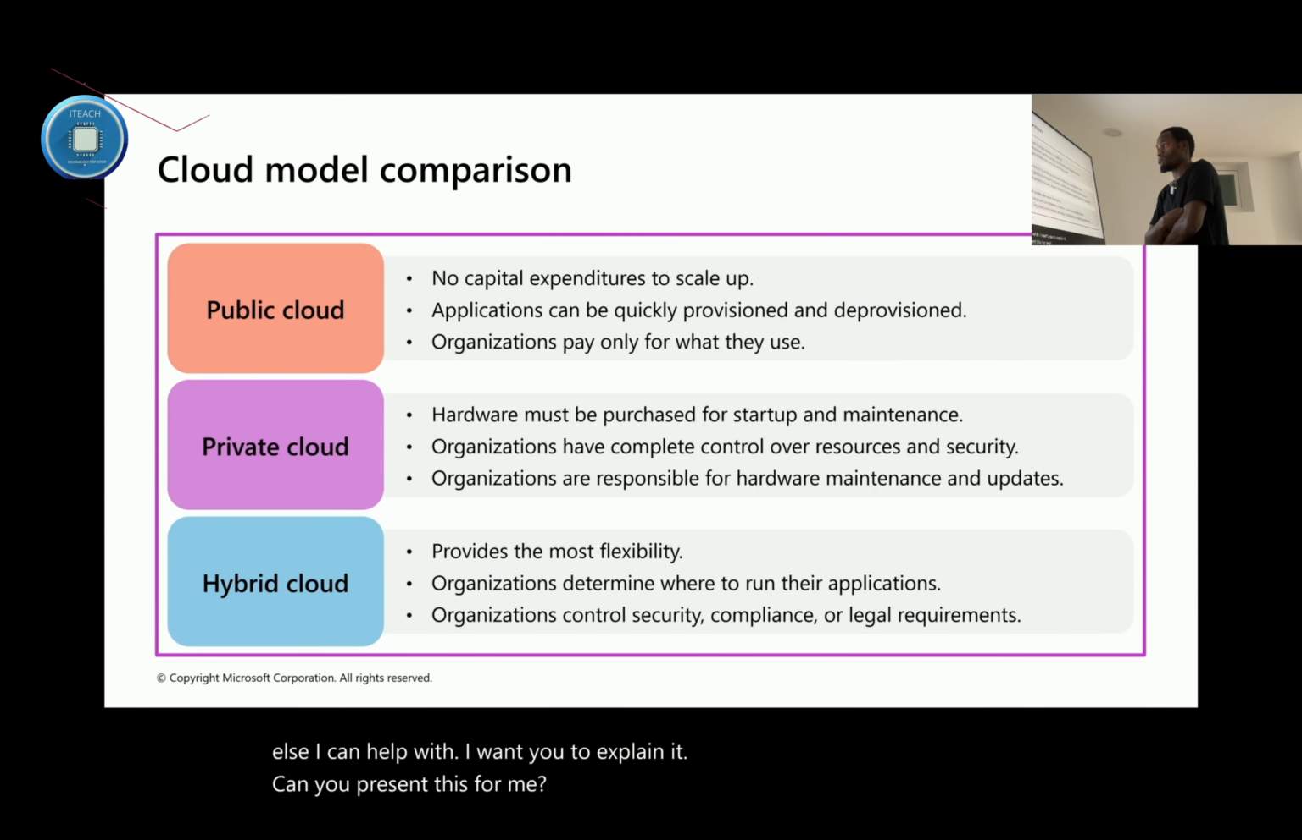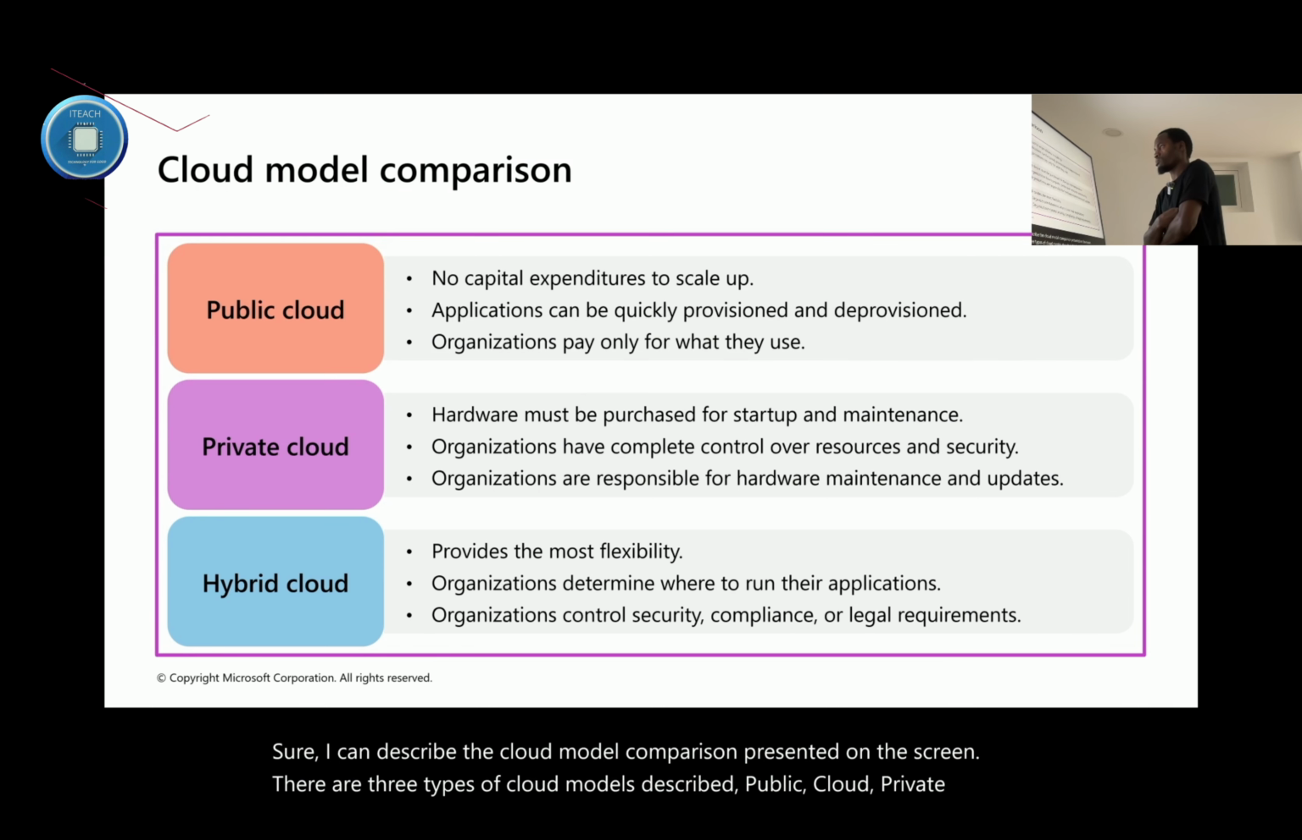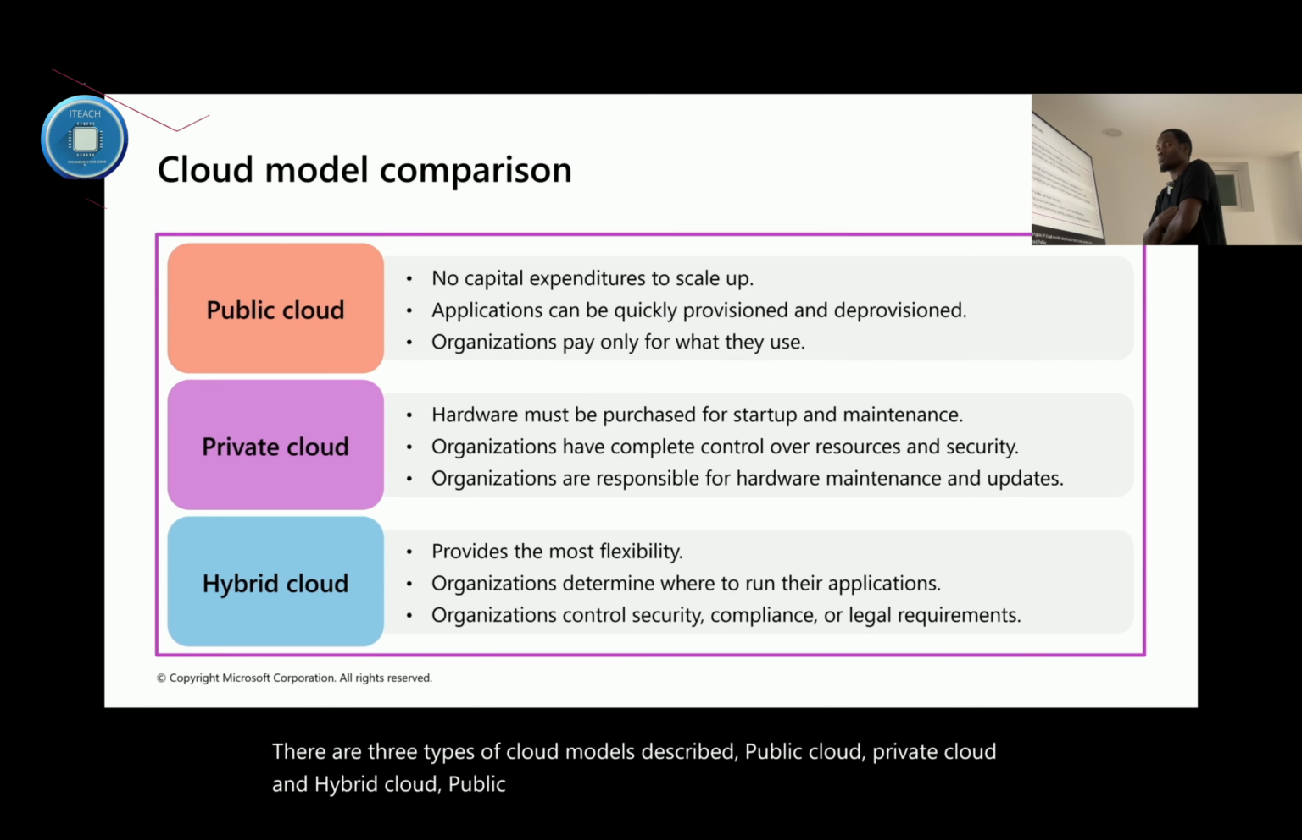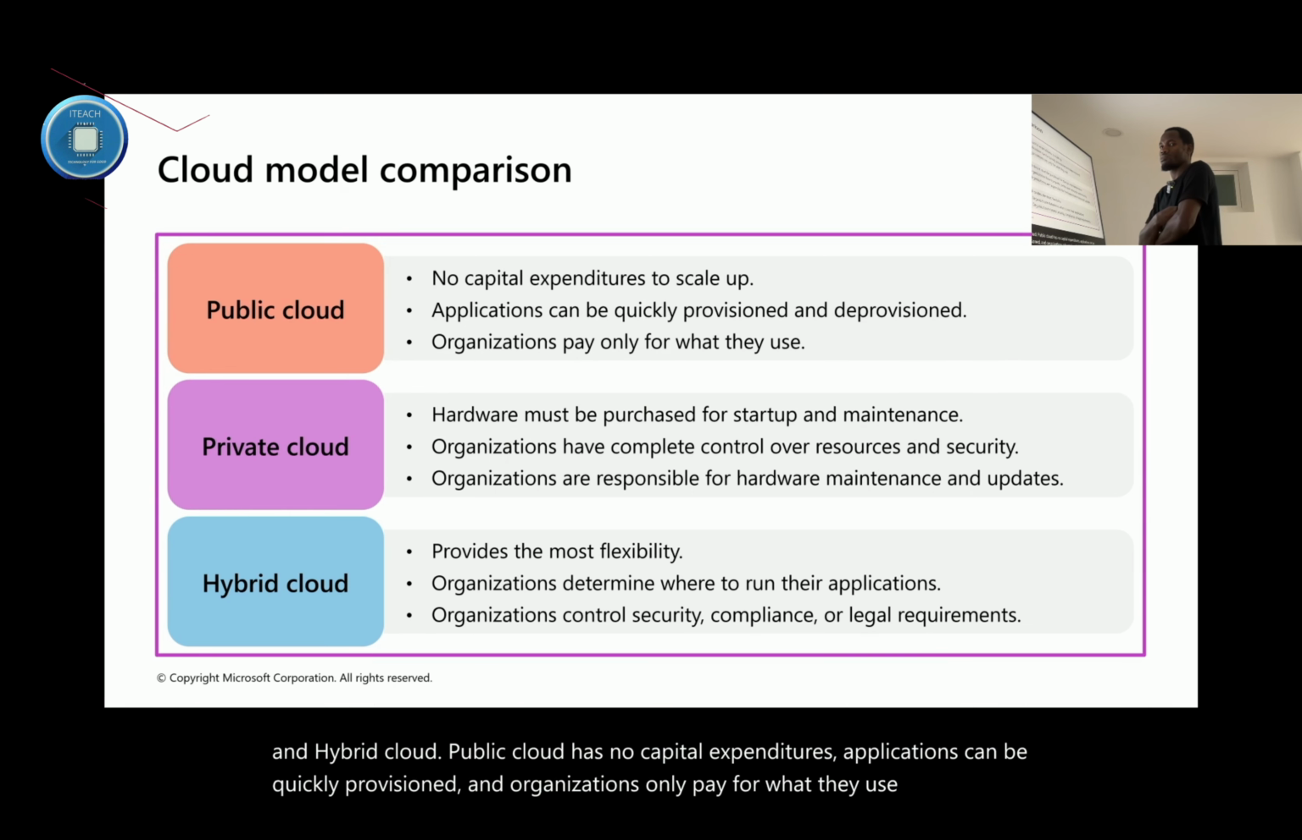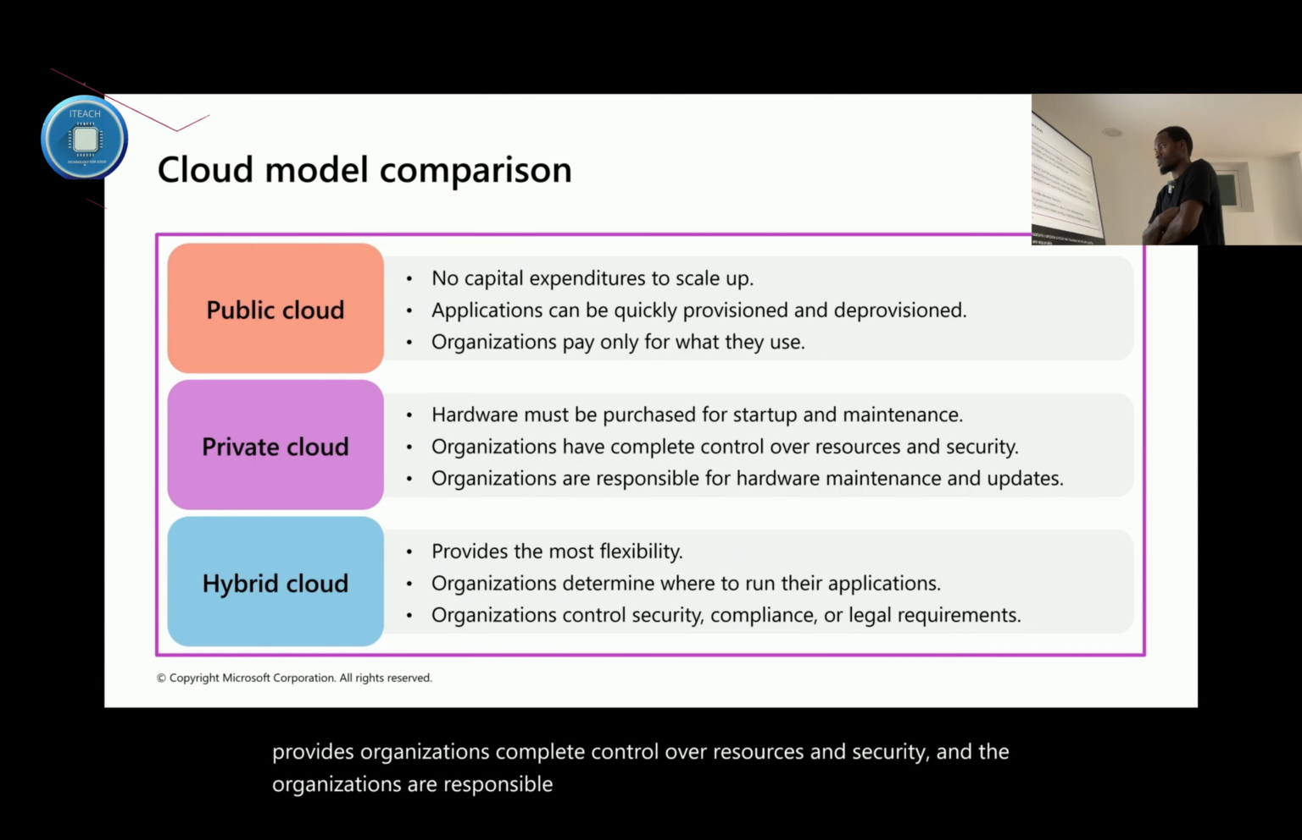Sure, I can describe the cloud model comparison presented on the screen. There are three types of cloud models described: public cloud, private cloud, and hybrid cloud. Public cloud has no capital expenditures, applications can be quickly provisioned, and organizations only pay for what they use. Private cloud requires hardware to be purchased for startup and maintenance, provides organizations complete control over resources and security, and the organizations are responsible for hardware maintenance and updates.